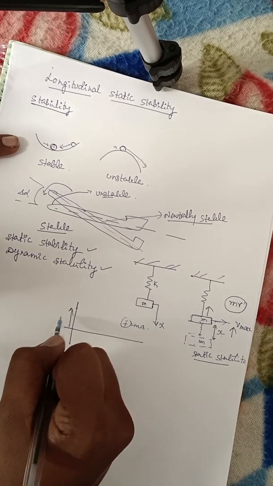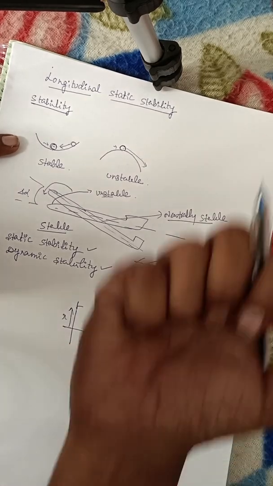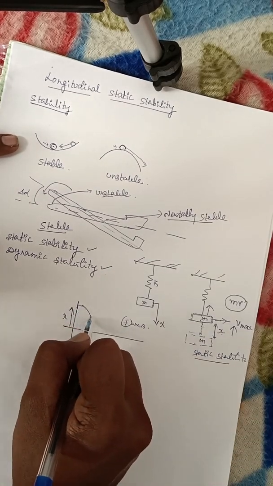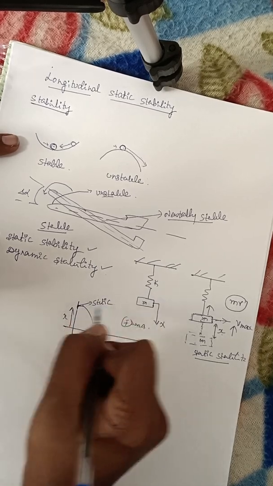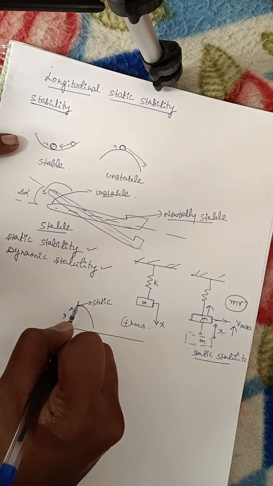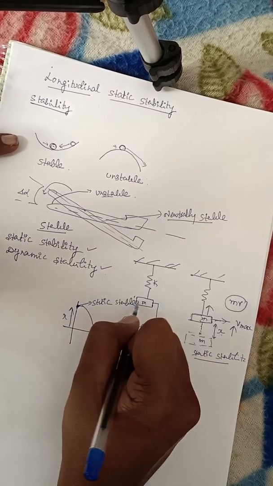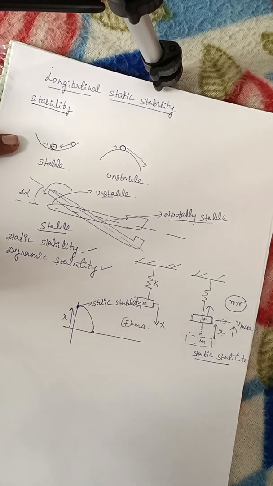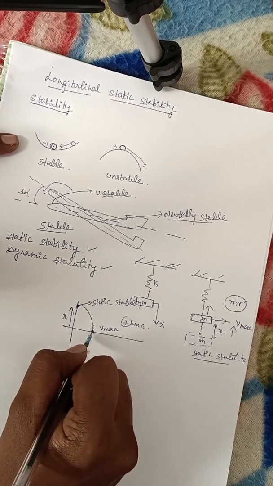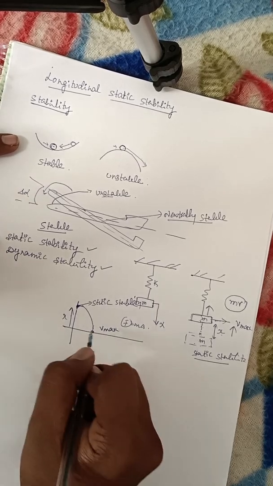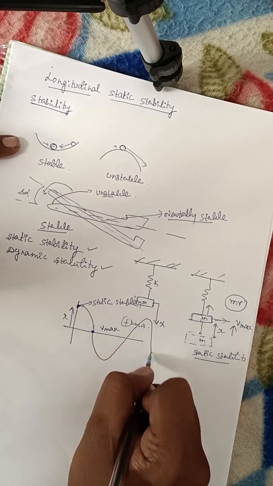I give the initial displacement x. What is the very first reaction at this point? It will try to pull this towards the equilibrium position. This is the very first reaction, called static stability. When I give the displacement, the very first reaction is called static stability. It will reach its equilibrium position, where it reaches maximum velocity, so it has maximum momentum. It moves in the opposite direction, and again it will come back like this. This is the condition.